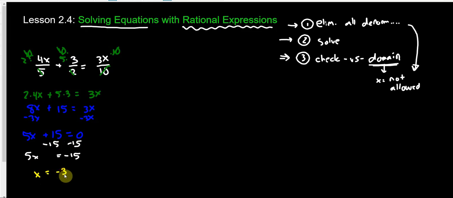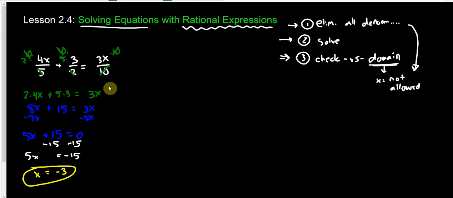Now, if you wanted to, you could put negative 3 in here and see if it works out. But I'm pretty confident it is a solution, because none of the x's are in the bottom. The domain here will allow every single x value.